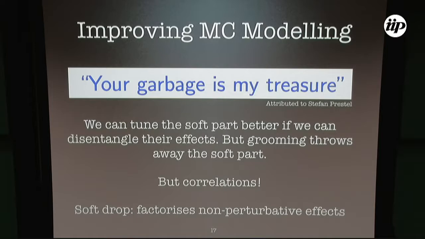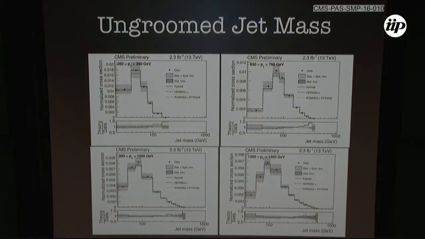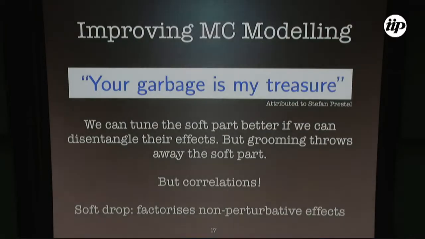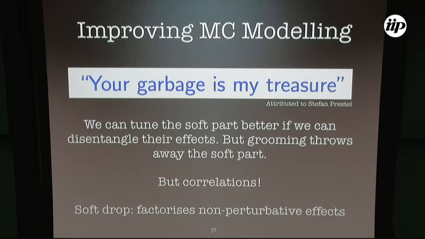So how do we do it? We still don't know. We had a lot of discussions, and of course, the hard part and the soft part are very correlated, so that's something we need to look at. We might look at the ungroomed ones, which should have more sensitivity to MPI, but we need to find observables which are actually sensitive to soft effects. That's something a lot of people are looking at.